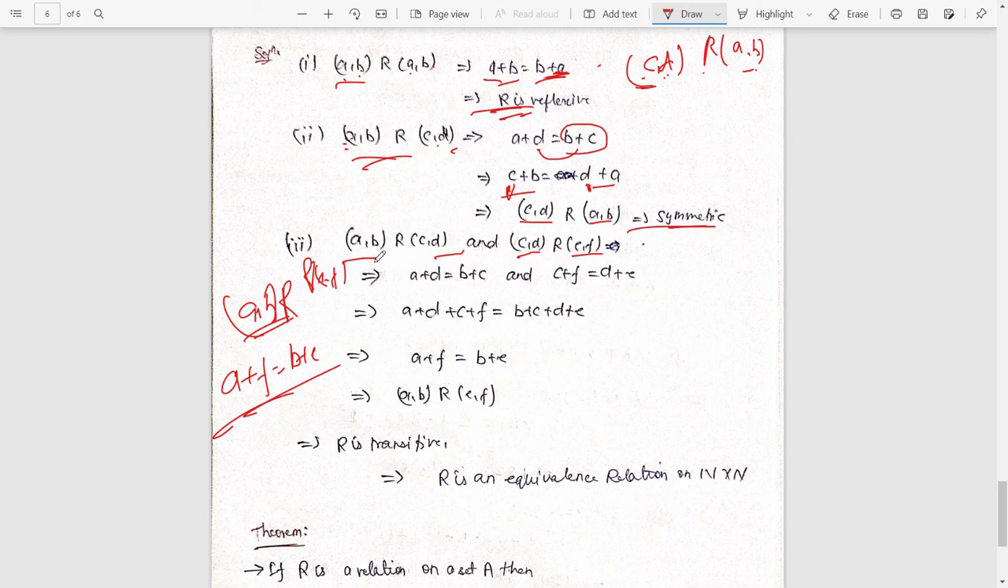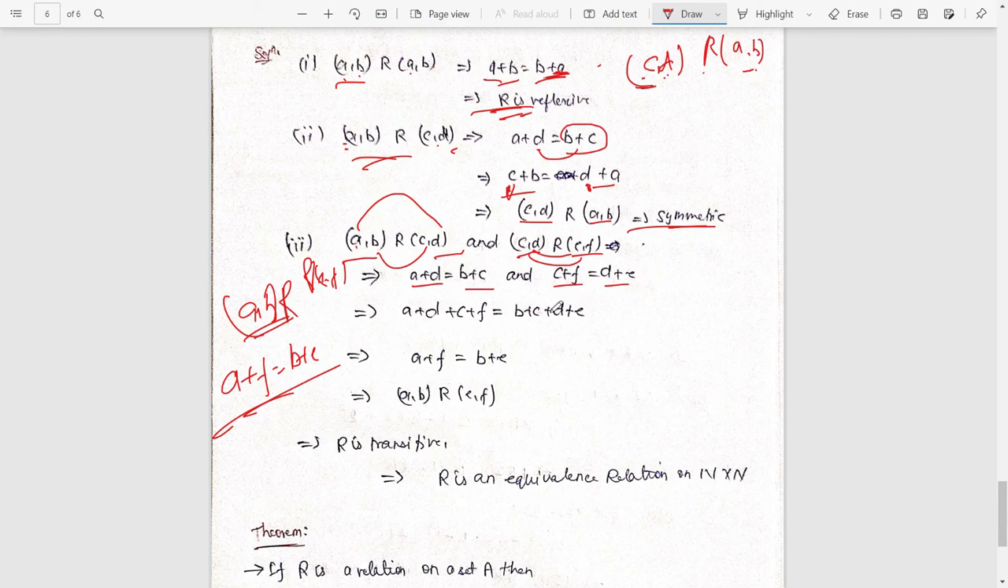And how to do that? First of all, just write out what is given. So (a, b) related to (c, d) is given. It means that a plus d is equal to b plus c. And here it is also given that (c, d) is related to (e, f). This means that c plus f is equal to d plus e. So obviously we have written both these things.